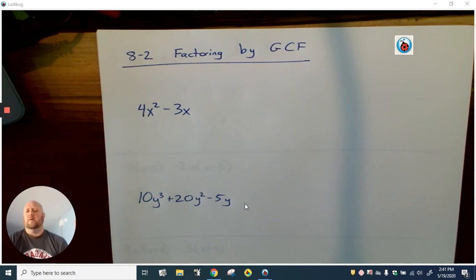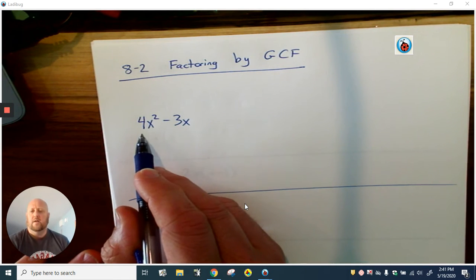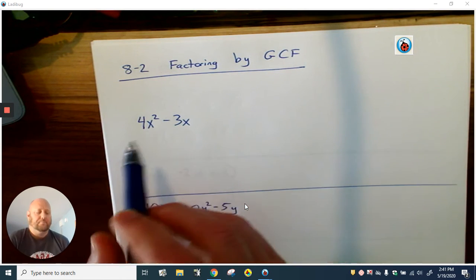Today I want to talk to you about section 8.2. It's called factoring by GCF, or factoring by the greatest common factor. So now that we know how to find the greatest common factor, now we can actually start factoring by it, okay? So the first thing you've got to do is figure out what is the greatest common factor, right?